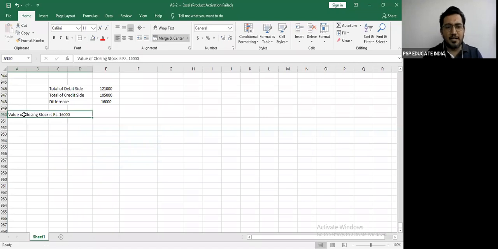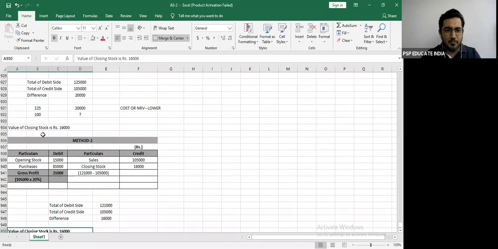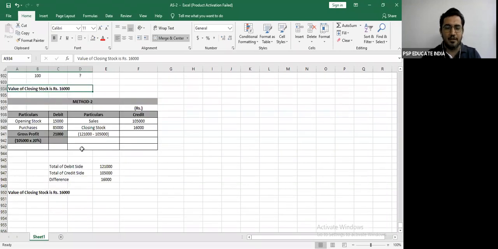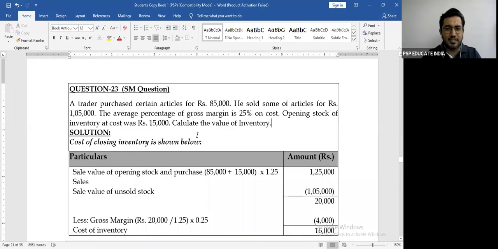Right. I hope, Spruha, that now clears your doubt. I agree with you that it does not tally, but the question is not about tallying. The question is of two methods. Which two methods you can use? If you are confident with the first method, you use the first method. If you are confident with the second method, use the second method. In both the cases, look at the question. They are asking you to calculate the value of inventory. So that's all you have to do. Calculate the value of inventory.